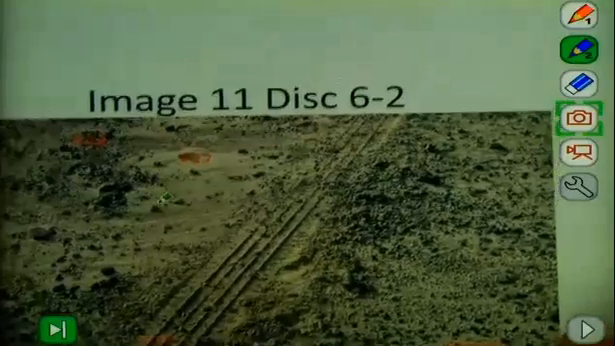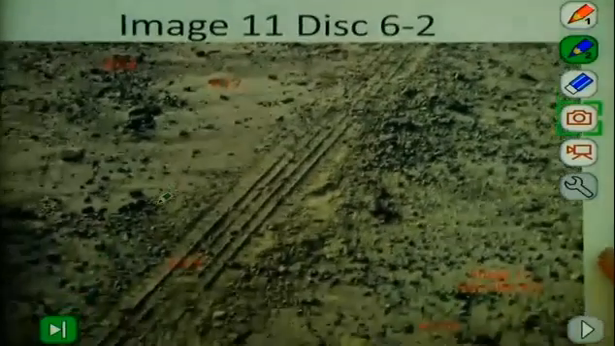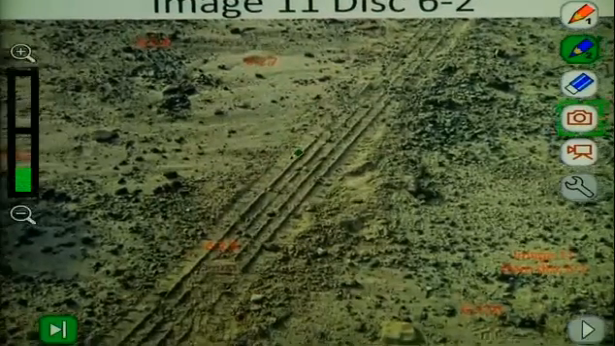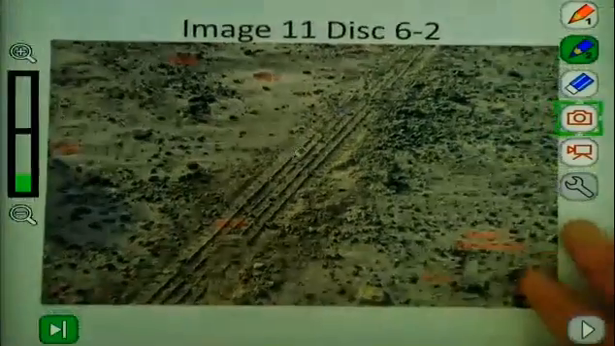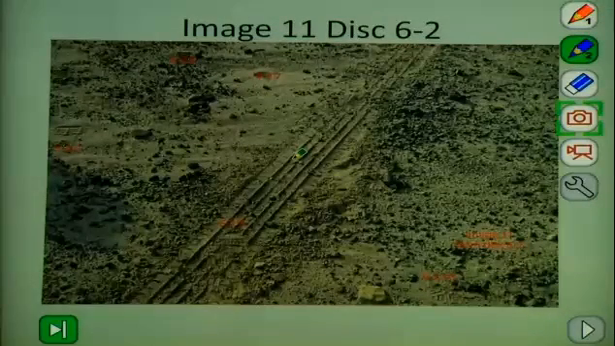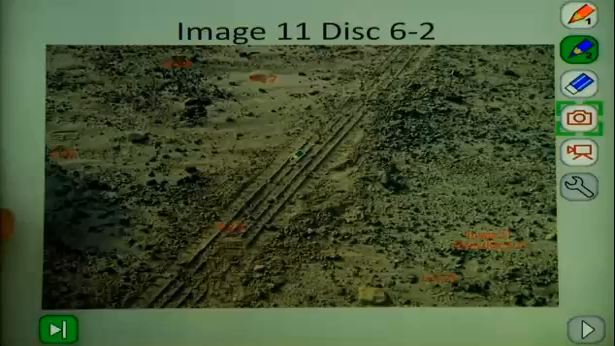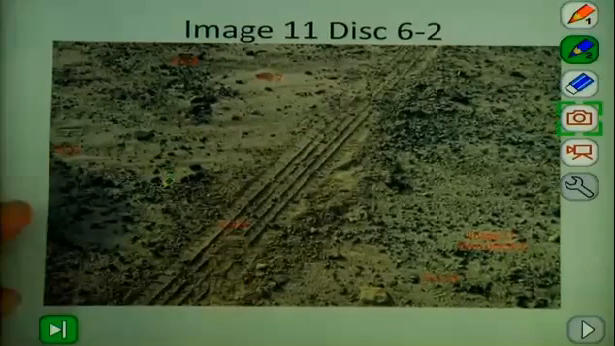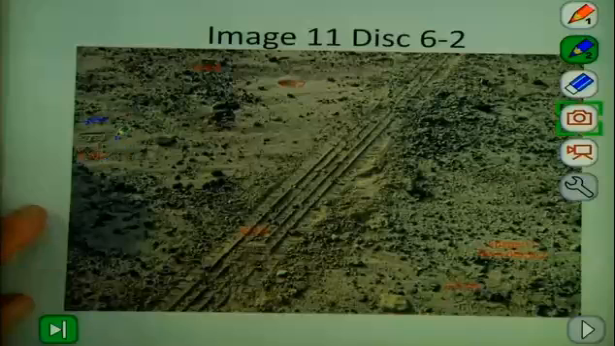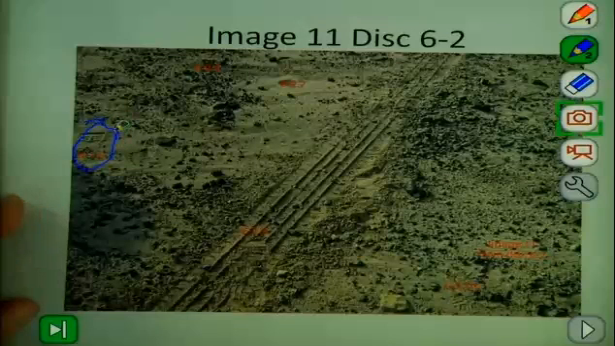Just going to this next image, you recognize what's contained here? Yes, this is the next mid-range photo that now has another group of footwear impressions. I think the next one is 6-2.6. Okay, and where's that located? That's located at the far edge of the photo right here.